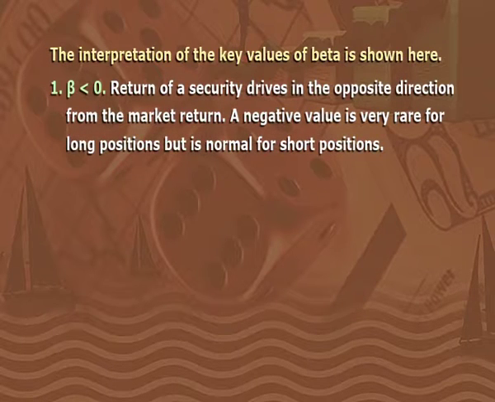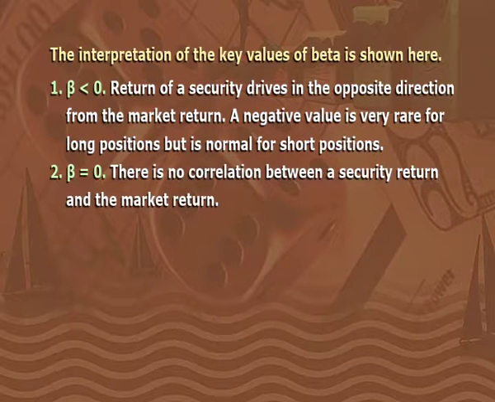The interpretation of the key values of beta is shown like this. Beta less than 0 means the return of a security moves in the opposite direction from the market return. A negative value is very rare for long positions but is normal for short positions. Beta is equal to 0. That means there is no correlation between a security's return and market returns.